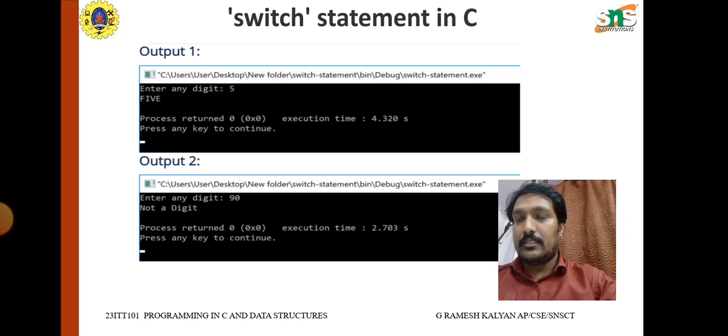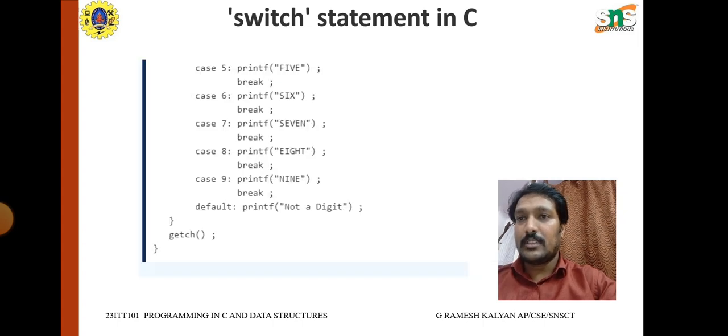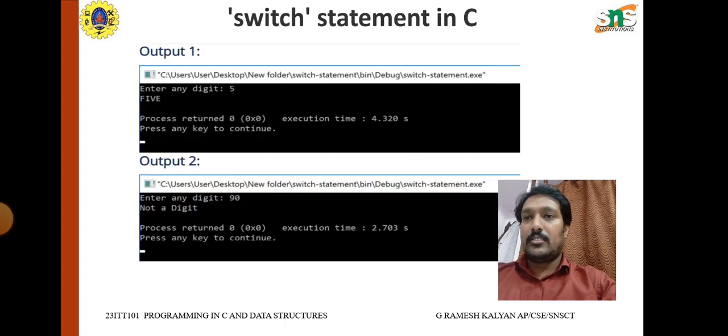So we have the output. This is the output screen. We can see that if a user presses the value 5, then it prints 5, because in case 5 we gave the printf value as 5. So if a user presses 5, the value is displayed as 5 in words.